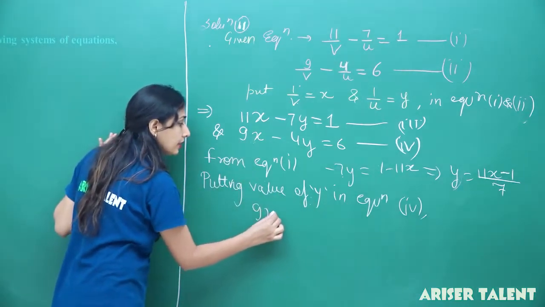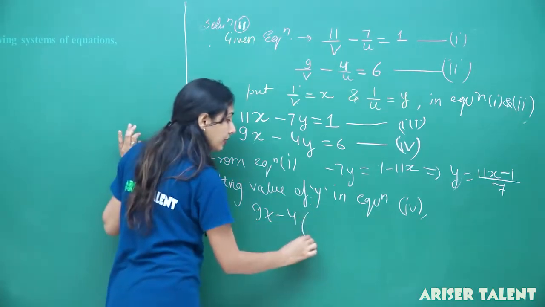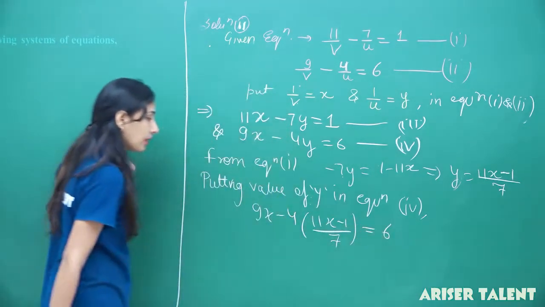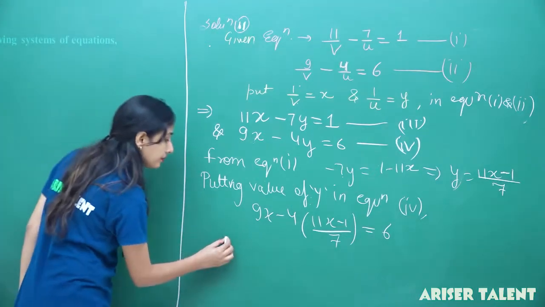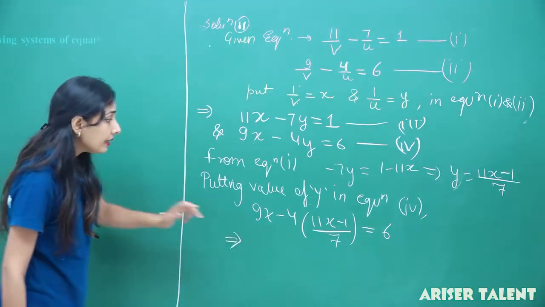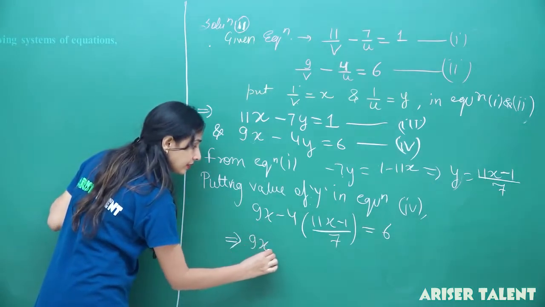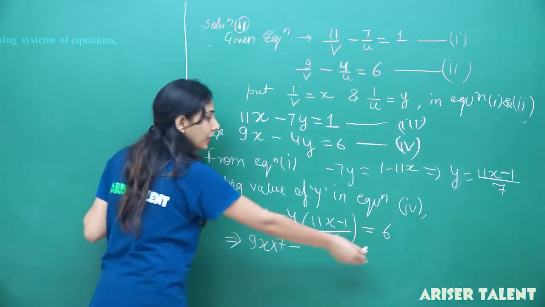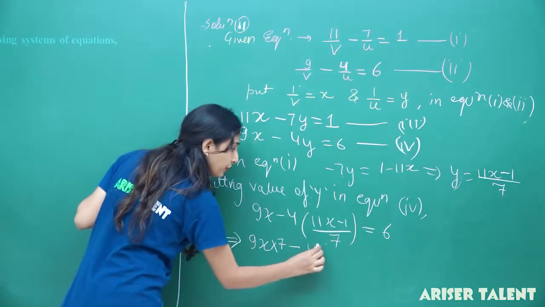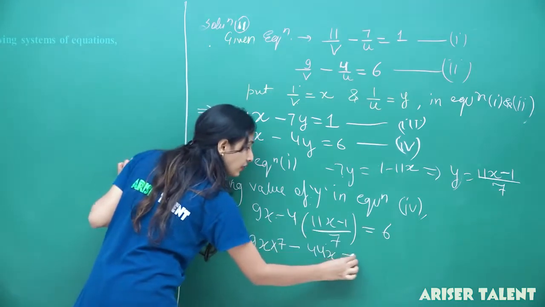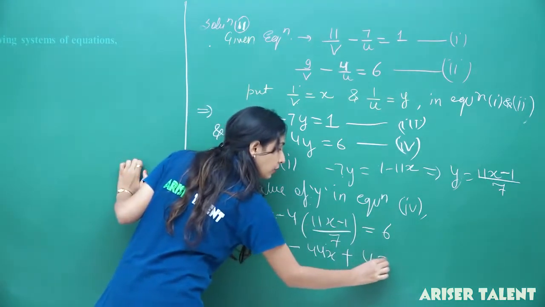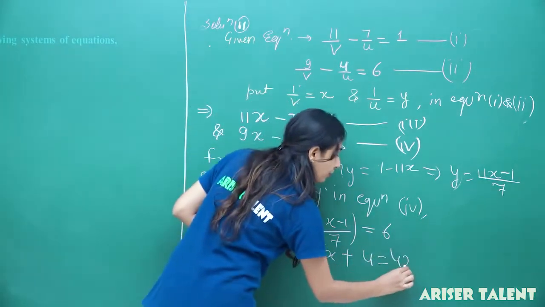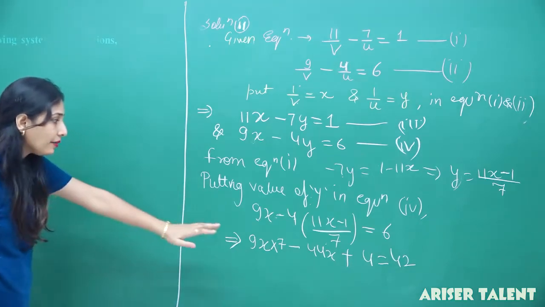Okay, so 9x minus 4. Now value of y is what? 11x minus 1 by 7 equals to 6. From there, students, I can get what? This 9x multiplied by 7, minus, I am transposing 7 here, minus 44x plus 4 equals to 7 multiplied by 6, 42. Okay, now I'll be solving this.